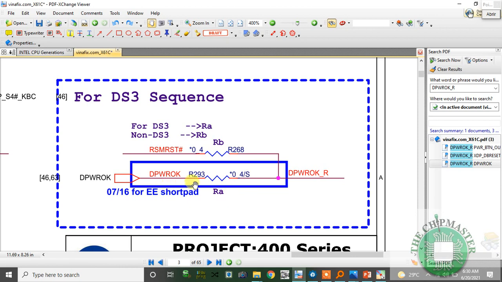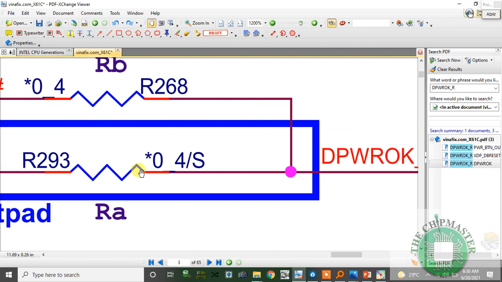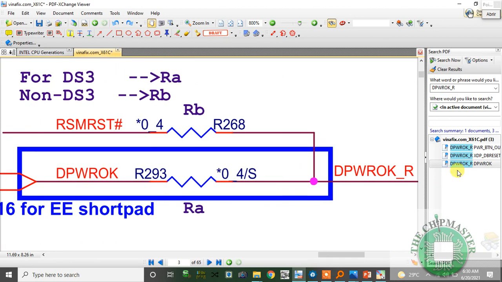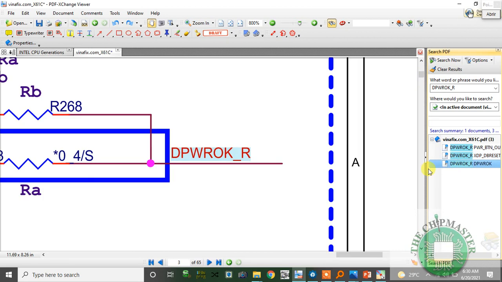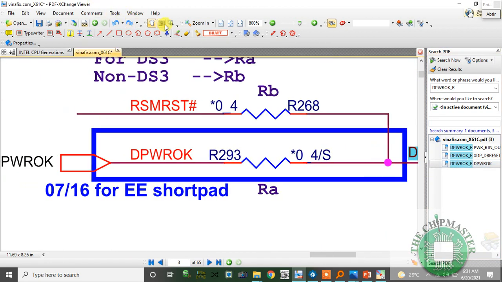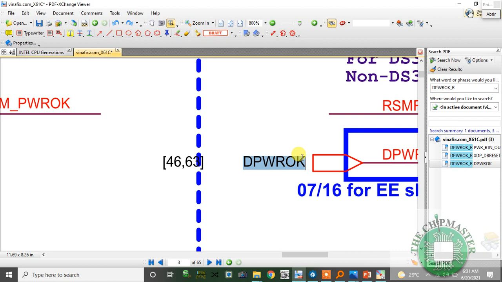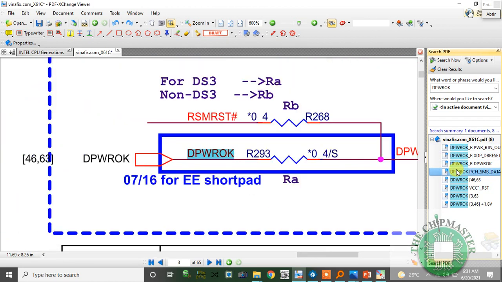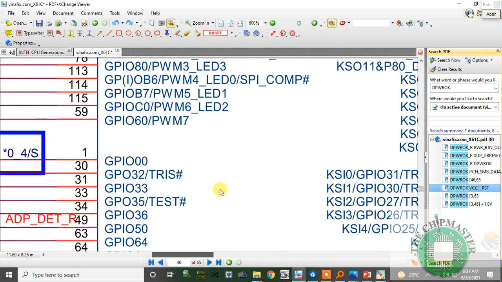RA S 04 S means that it's short, so the pad is there, but between the pad there is a direct line, a trace that is connected, and it is connected to D power OK. Let's look where D power OK is coming from. All right, that's not it. Not it. All right, D power OK. It's coming out from the EC, our embedded controller.